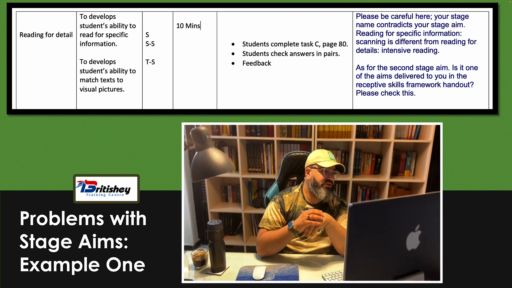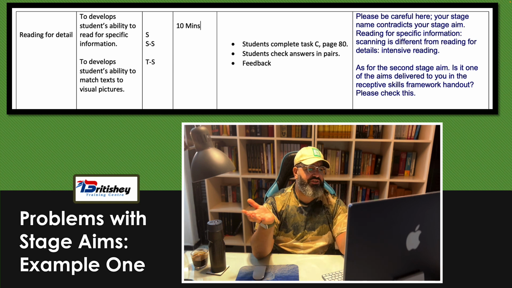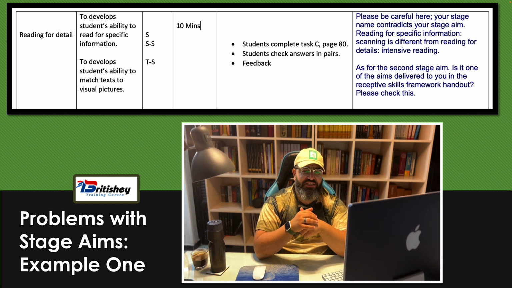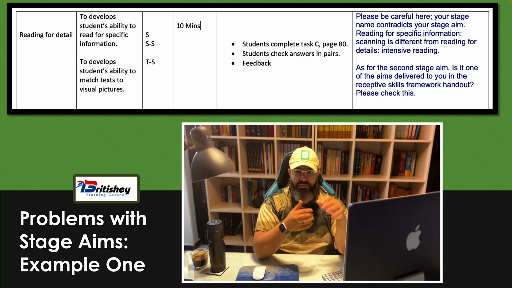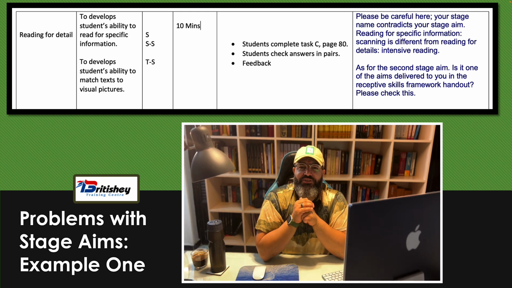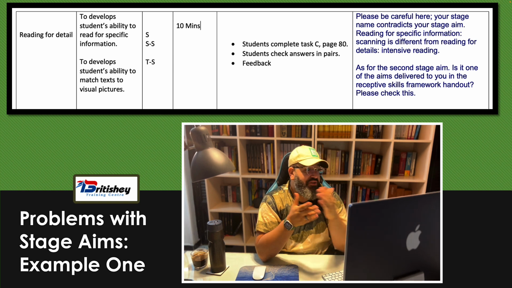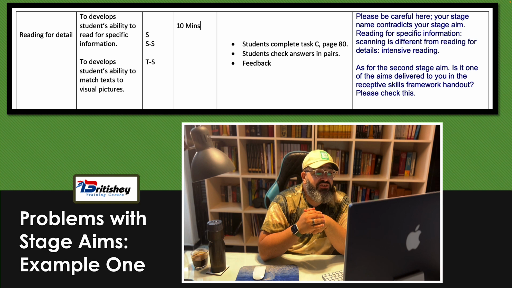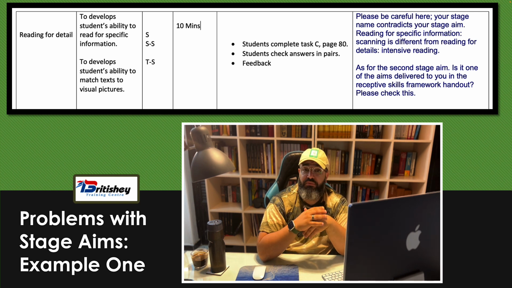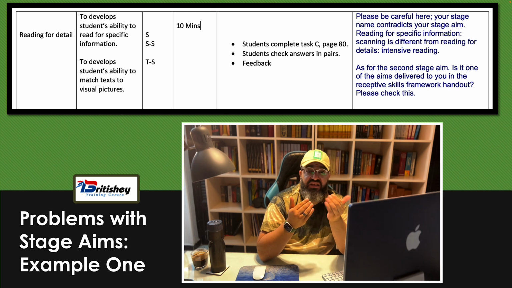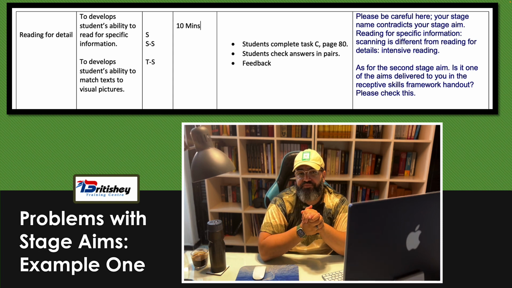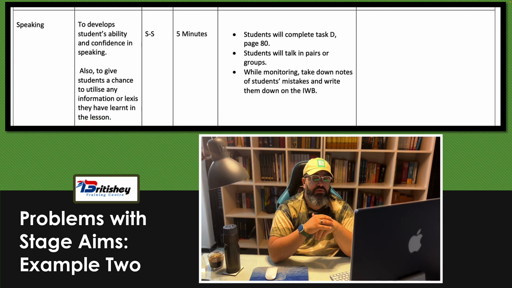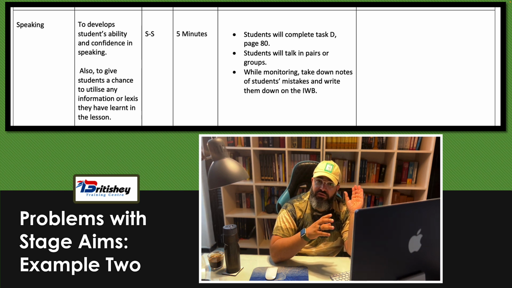Now about the second part, to develop students' ability to match text to visual pictures, I said: as for the second stage aim, is it one of the aims delivered to you in the Receptive Skills Framework handout? Which is the part that I asked you to take a screenshot of. Please check this. Because again, that looks more like procedures, not a stage aim. It doesn't make sense that this is the reason to match a text to visual pictures. No.